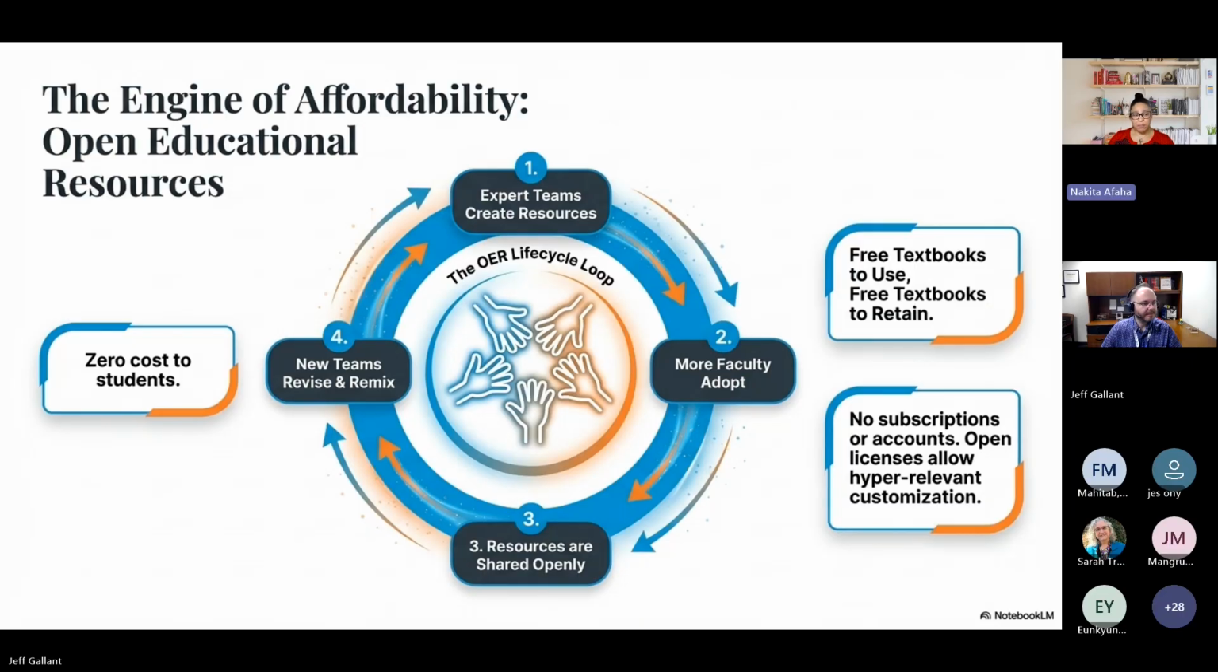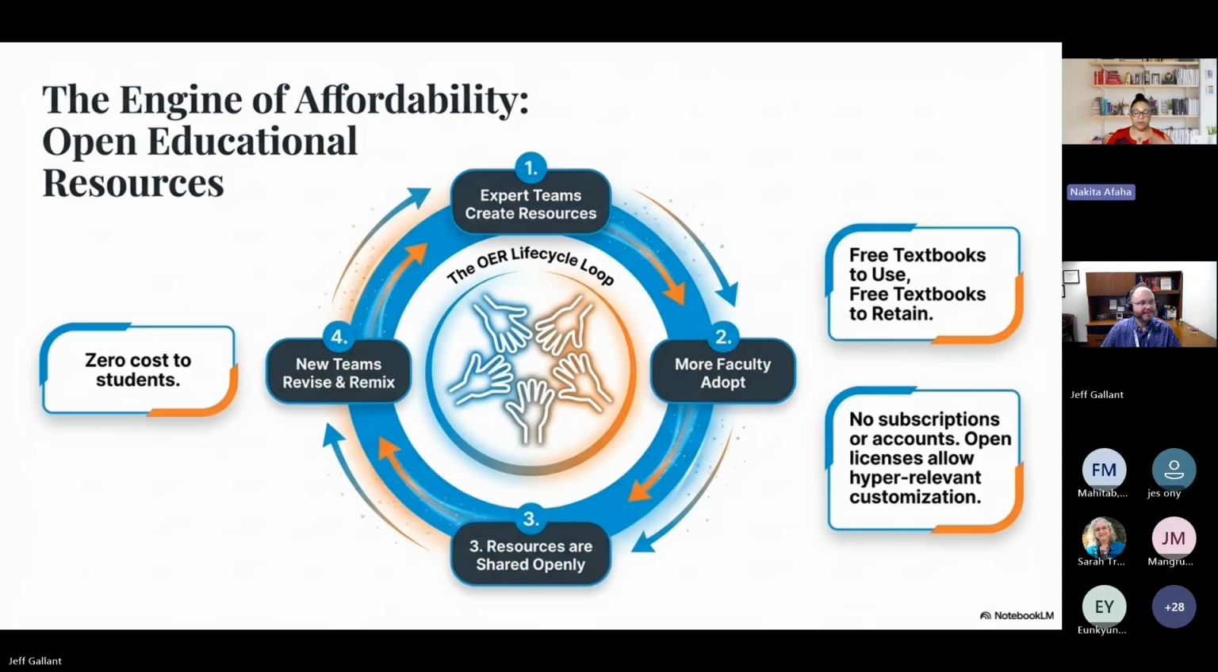So there's the barrier. So what is this engine of affordability? That is through open educational resources. And open educational resources, the open world has kind of a life cycle. It starts out first with expert teams like you creating resources. And in that loop, more faculty will then begin to adopt those resources and share those resources openly. And then new teams that get those resources can revise them and remix them and use them in their context. And it just keeps going.